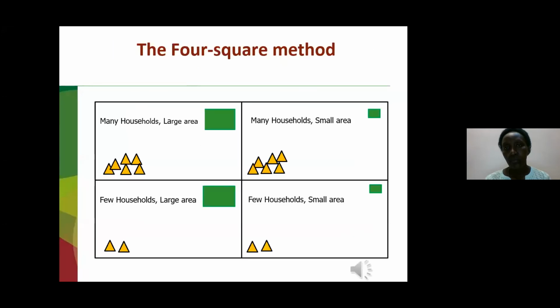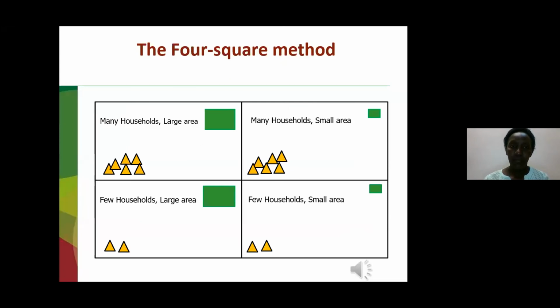This is a schematic representation of the 4-square method. The triangles represent households and the rectangles represent area. Literally, the 4-square method consists of 4 squares which are drawn on either the ground or on a chart. Each of the 4 squares holds varieties of a crop of interest based on their abundance.